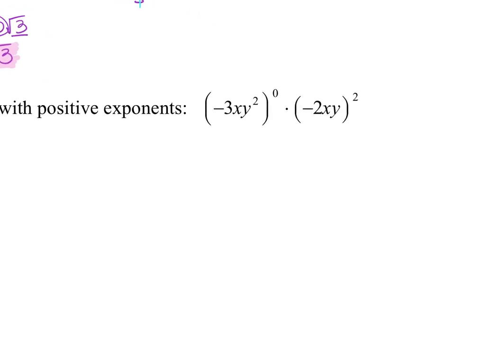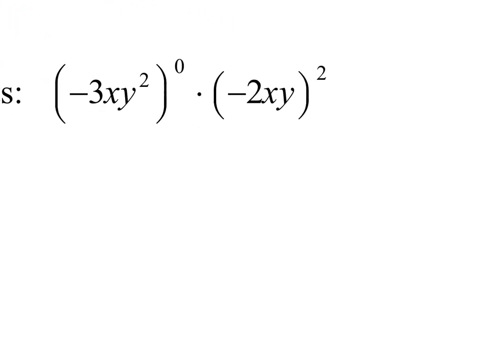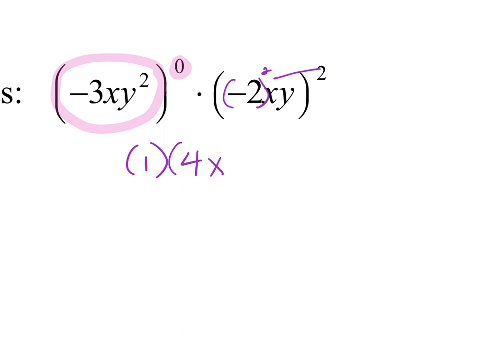16, simplify with positive exponents. On the first parentheses, we're raising this whole thing to the power of 0, which means that whole thing is 1. The second one we're going to distribute. This is negative 2 in parentheses squared, so that becomes a positive 4x squared y squared, which is just 4x squared y squared.